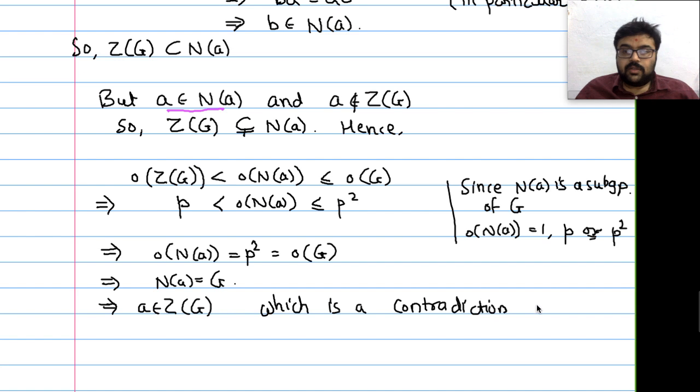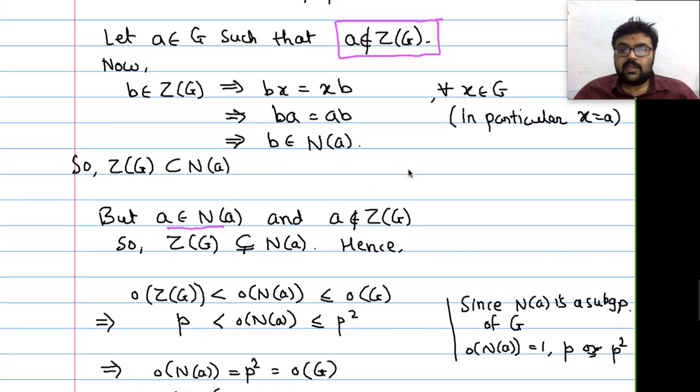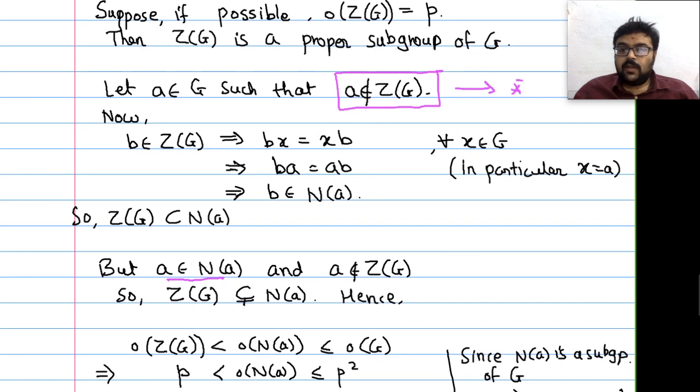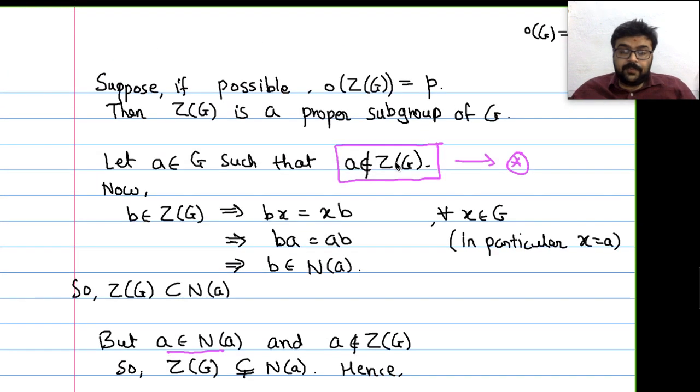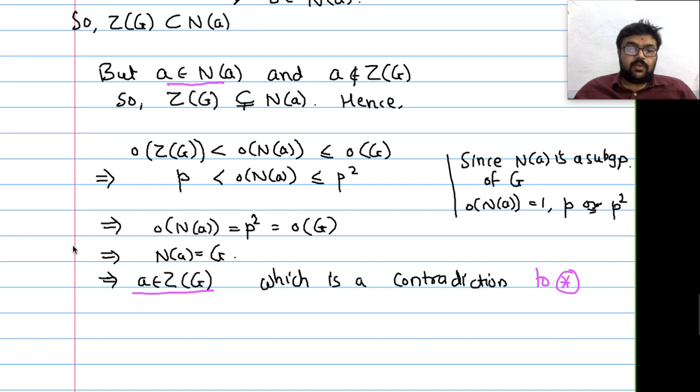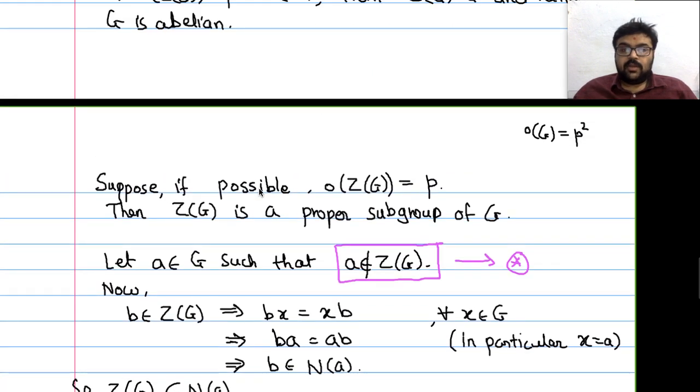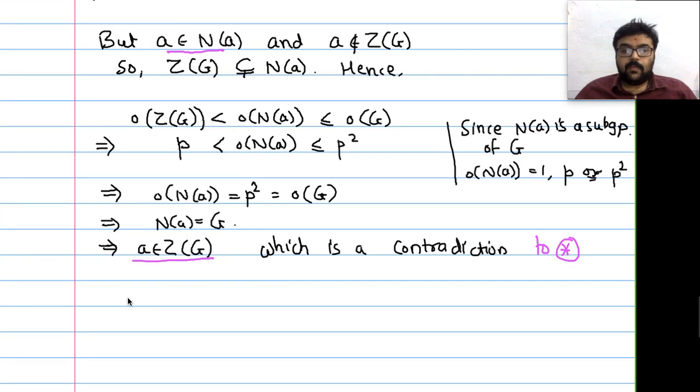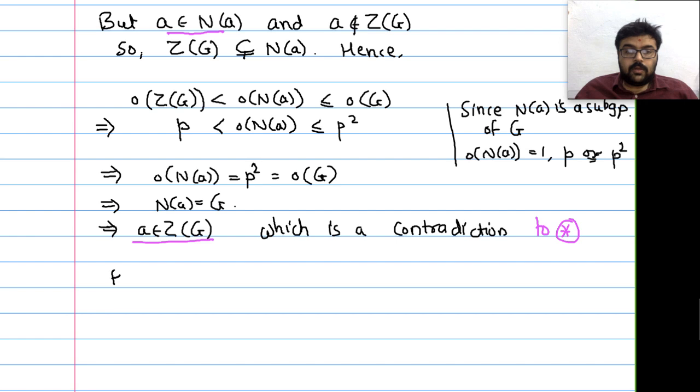It is a contradiction. Here we are getting a in Z(G), but we started with a being an element which is not in Z(G). So this is not possible. So the order of Z(G) equals p is also not possible.